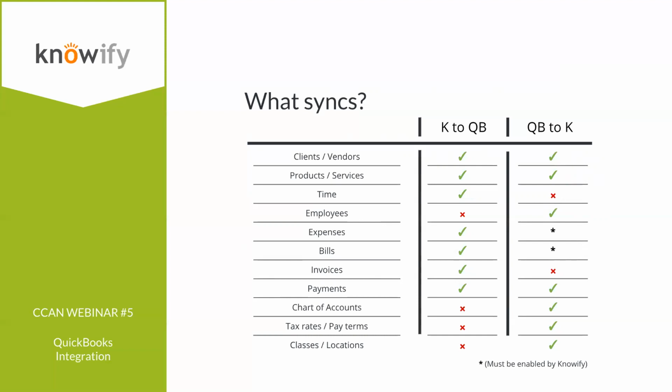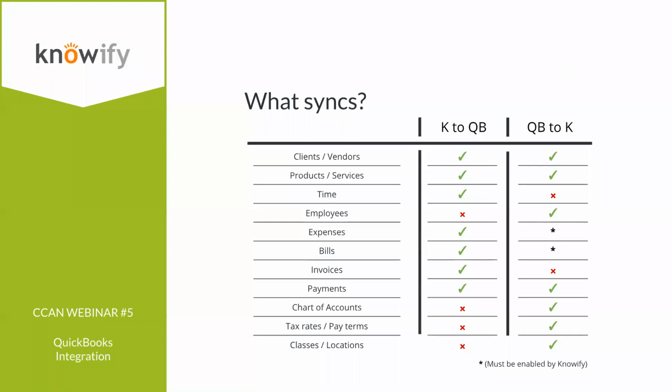So you'll notice that right off the bat, clients and vendors and then products and services are bidirectional. This isn't just the idea of, oh, well, I added a new client in Knowify, so it added to QuickBooks, or I added a new vendor in QuickBooks, so it added to Knowify. But it's really something that has to be automated to make sure that everything syncs up appropriately when you have any transactions with that client or with that vendor.